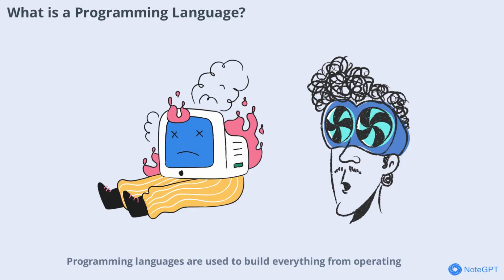Programming languages are used to build everything from operating systems and video games to web browsers and mobile apps. The choice of language often depends on the type of application being developed and the requirements of the project. Understanding the basics of programming languages sets the foundation for exploring different programming paradigms.